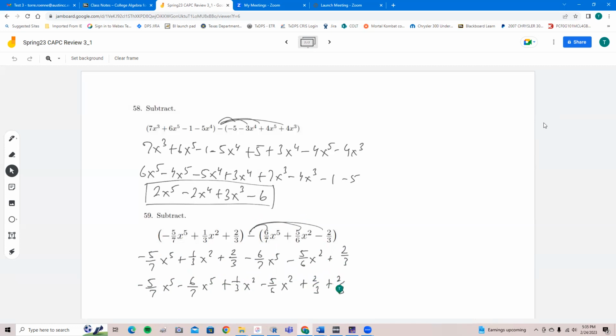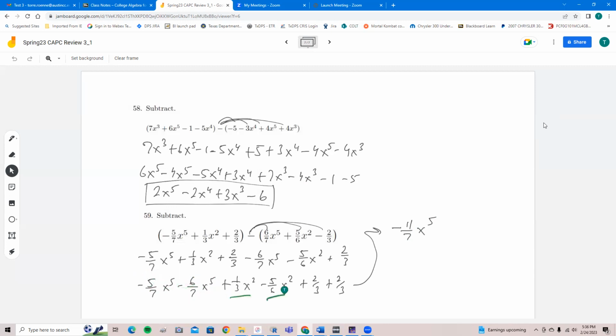Okay, all right, now let's put it all together. So negative 5/7 and 6/7. That is negative 5 minus 6, and then carry the denominator. So I have negative 11 sevenths x to the fifth, right? I'm going to carry the denominators, carry the variables. Really, all I need to worry about is this minus 5, minus 6.